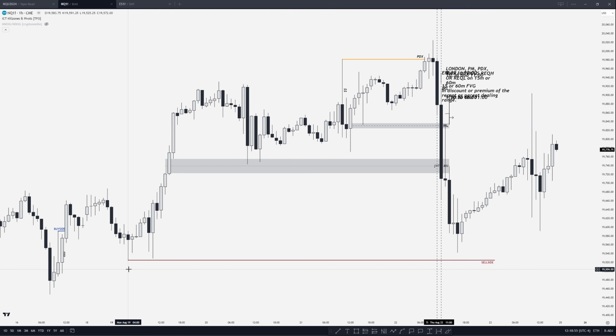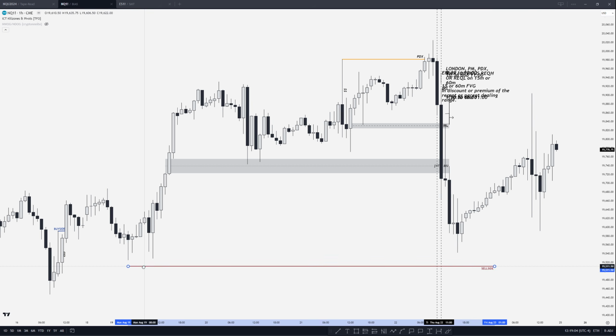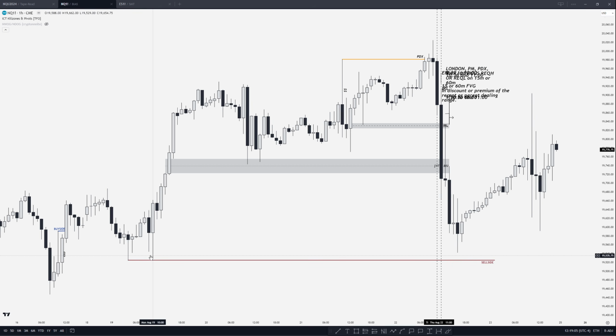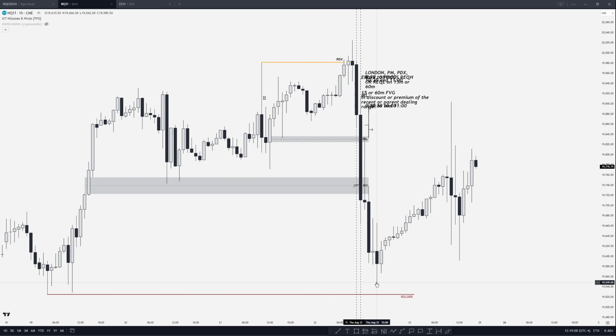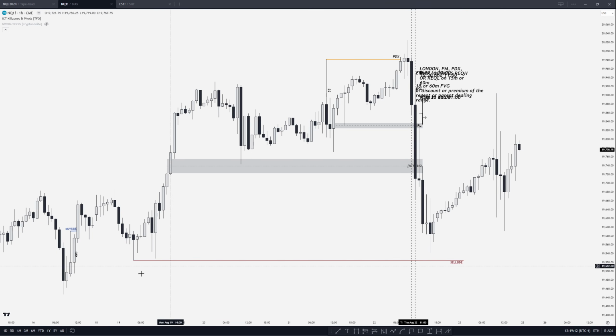What time was this low put in? 4 p.m. PM session low. What time is this low put in? 10 a.m. AM session low. So notice how these aren't random relative equal lows. They look random when you don't have time-based indicators on. But something like this is PM session low as well. Right? So you wouldn't be looking for any random swing point.